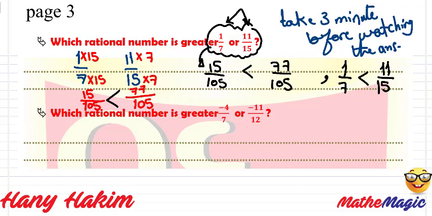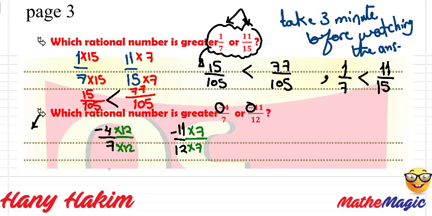Another example. Which rational number is greater, negative 4 over 7 or negative 11 over 12? First, we agreed it's preferable to put the negative in the numerator, and here in the question it makes it easier for us. This will be negative 4 over 7, negative 11 over 12. I'll multiply 7 by 12 and do the same for the top. I'll multiply 12 by 7, do the same for the top.